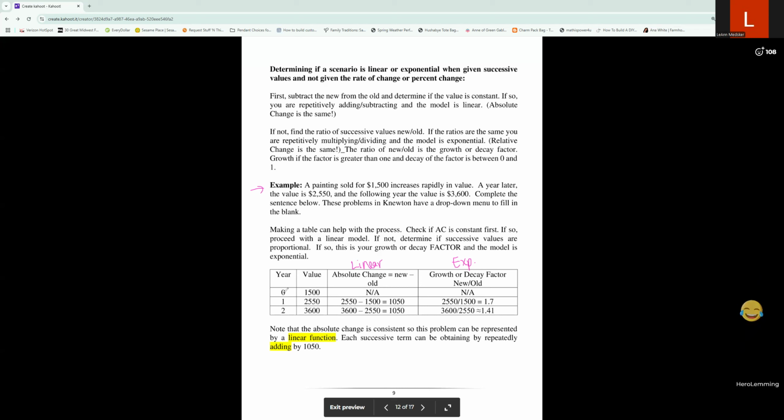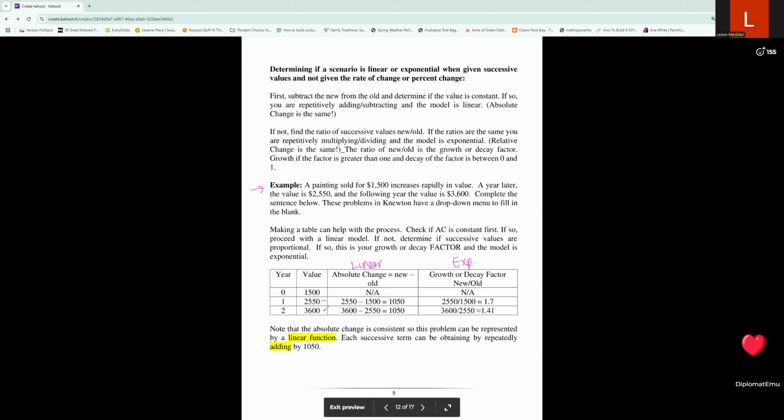But to know if we are growing linearly, which means our dollar amount is exactly the same each time, or is our decay or growth factor the same each time, which means we'd be exponential? Here's what you do. You just do an absolute change to check for linear. So you do the new minus old. So the new here would be the 2,550 minus the previous, and it has to be the immediate previous one, would be minus 1,500. Notice that's $1,050. So the price increased $1,050.